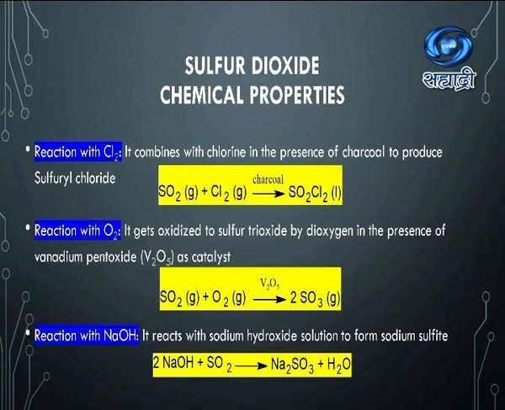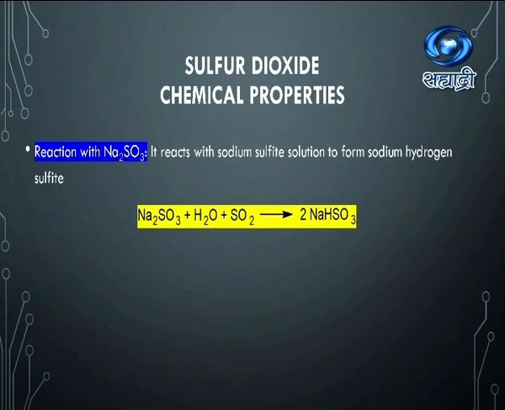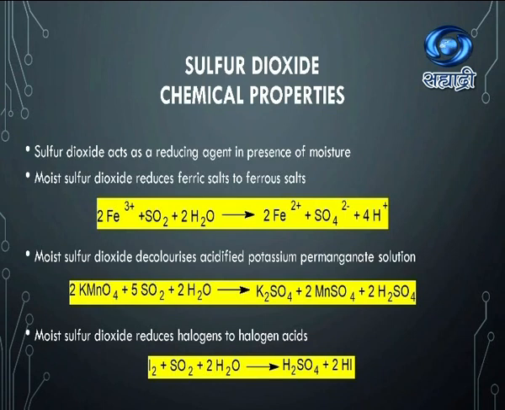So 2NaOH plus SO2 gives Na2SO3 plus H2O. And the last reaction is reaction with sodium sulfite. It reacts with sodium sulfite to form sodium hydrogen sulfite. Simple reaction, Na2SO3 plus H2O plus SO2 gives 2NaHSO3, sodium hydrogen sulfite. Then sulfur dioxide acts as a reducing agent in presence of moisture.